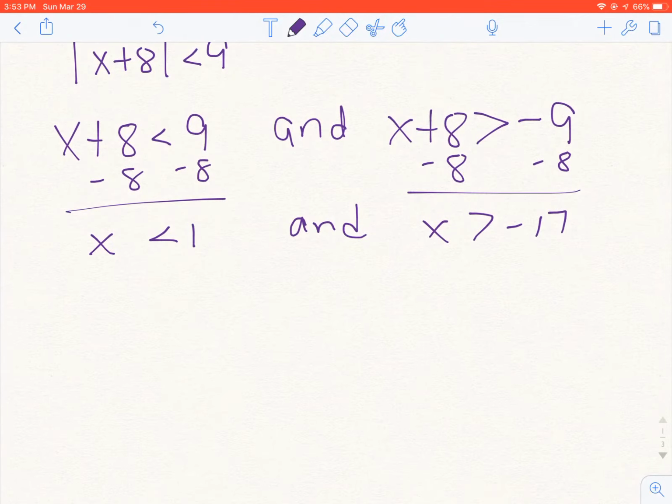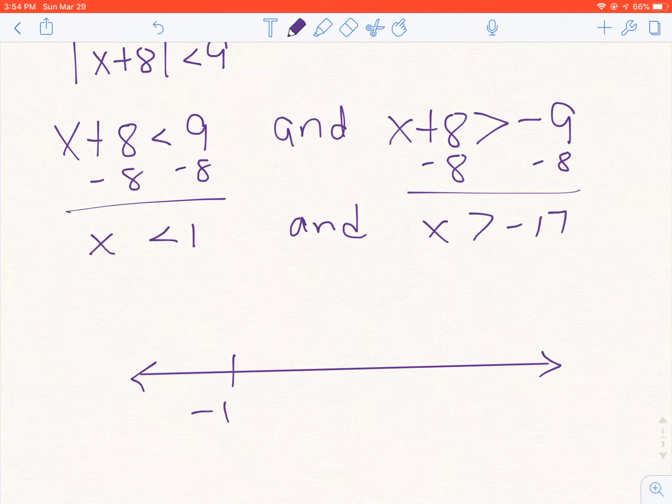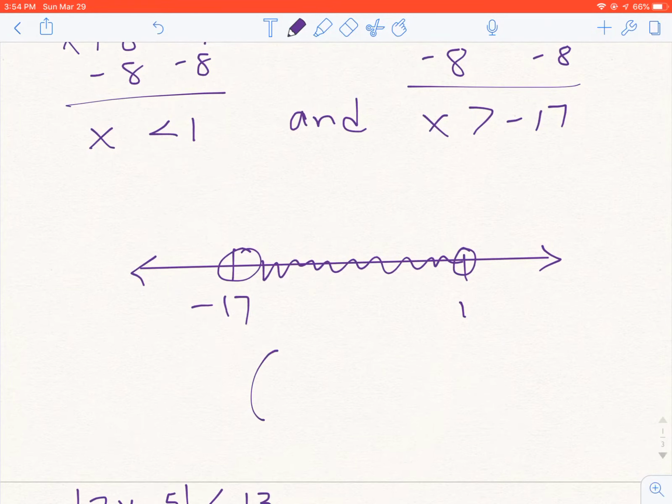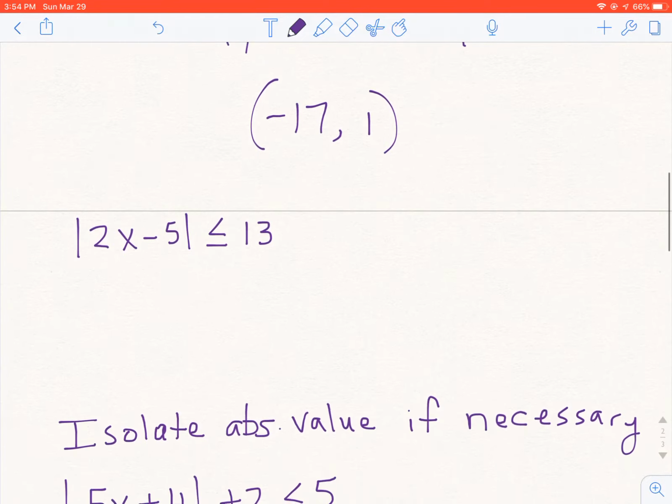So if I look at my number line, for me, the most important part are the -17 and 1. So it has to be greater than -17 and less than 1. So these are going to be open circles because it's just greater than, and it's going to be everything in between. If I write it in interval form, it's going to be parentheses, -17, comma, 1, and then parentheses again. And statements always look like this, and these are less than. Okay, so here we are.